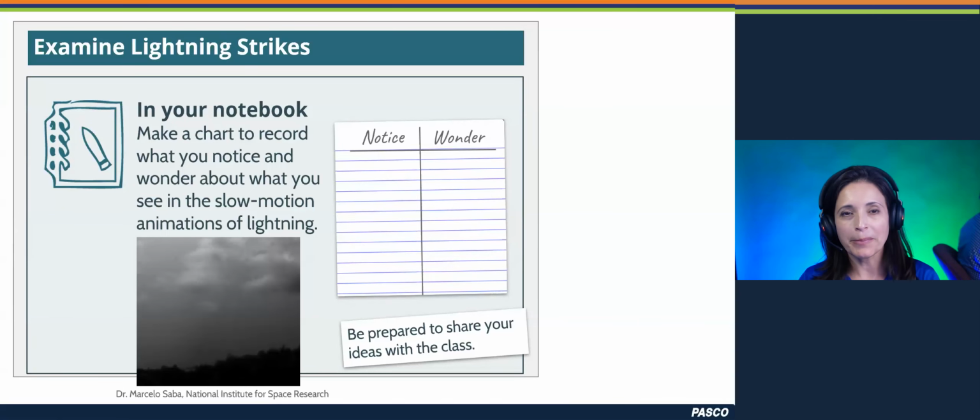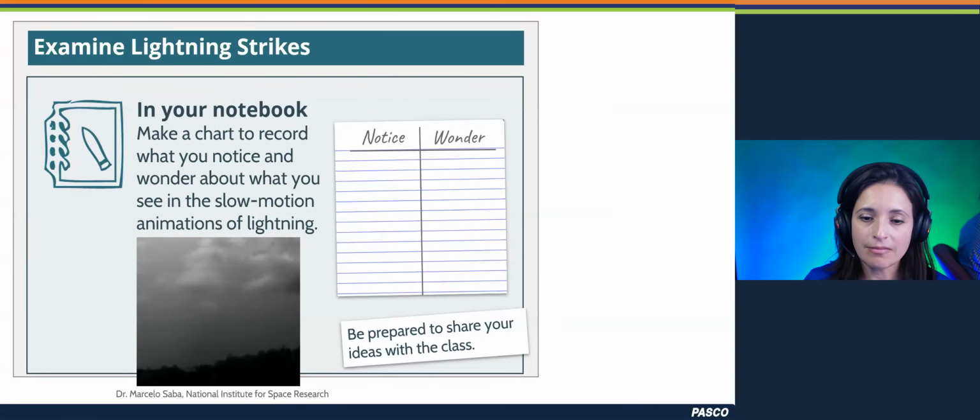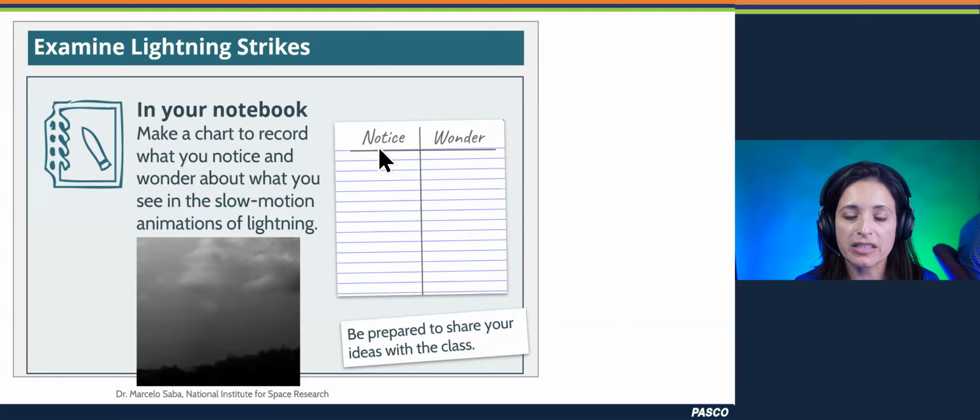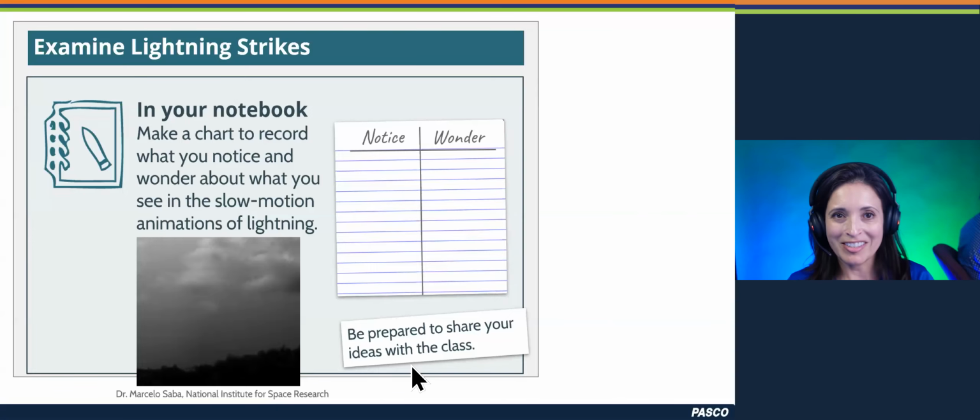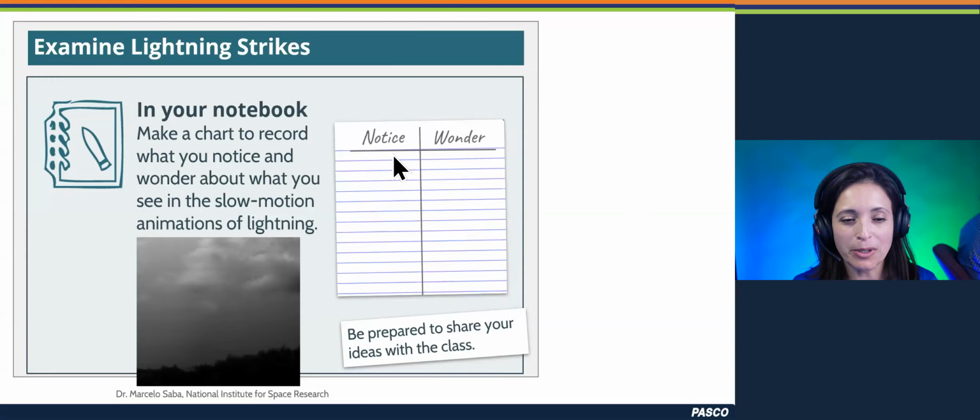So grab your piece of paper, grab your pen or pencil, and make a T chart on your paper. Just like this, write notice in the left column and wonder on the right column. And be ready to share with your classmates what you notice or what you wonder when you see the slow motion animations of lightning occurring here. And if you want to, you can also add in whatever you saw in the last video. But focusing on this one, what do you notice and what do you wonder?